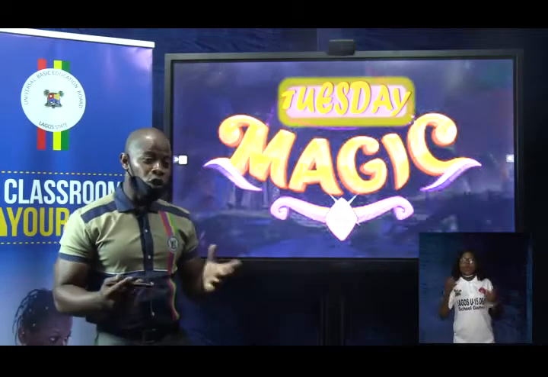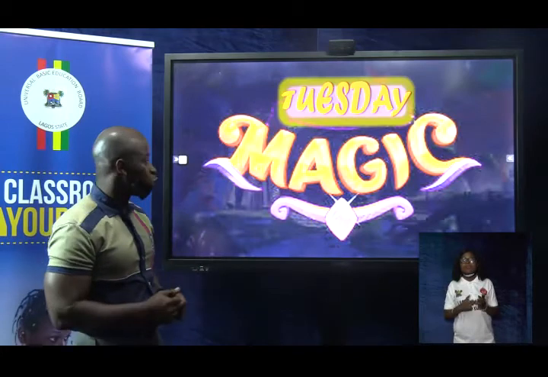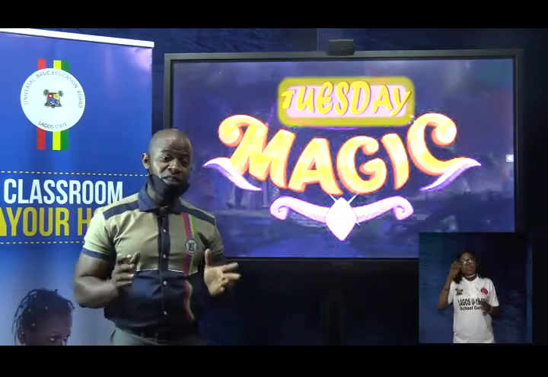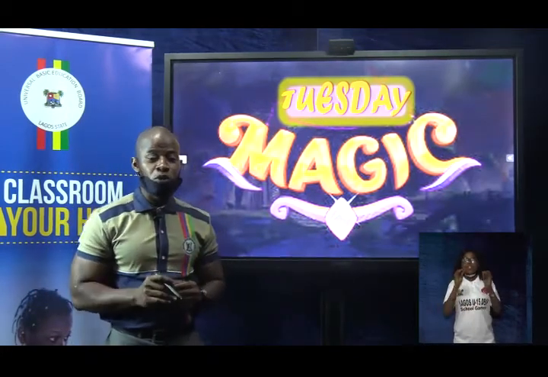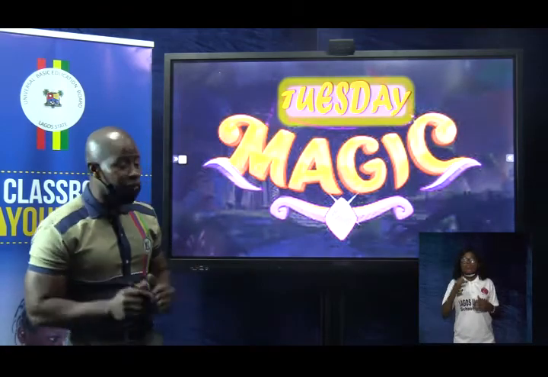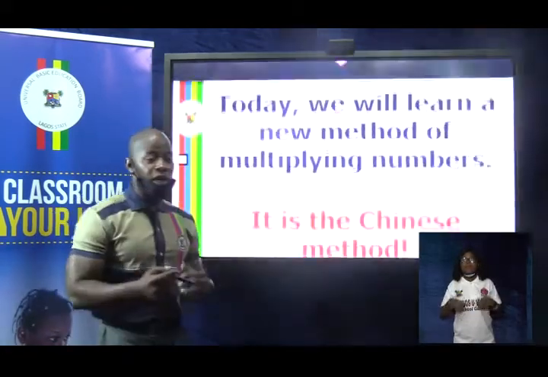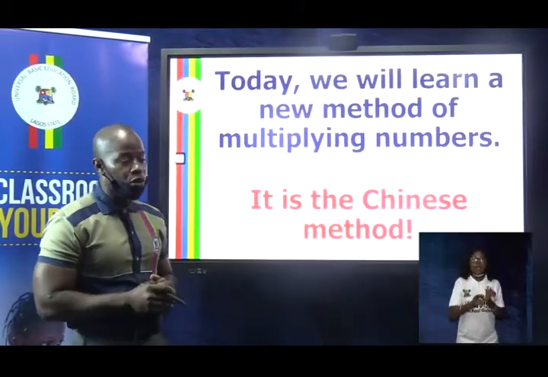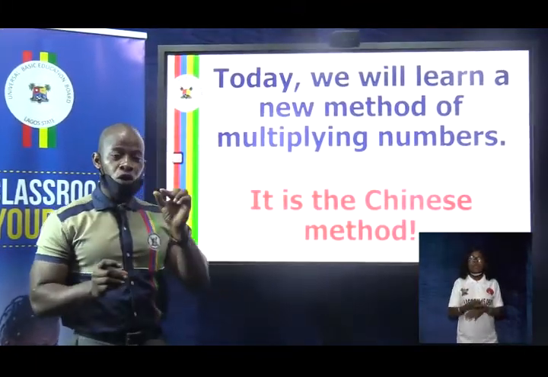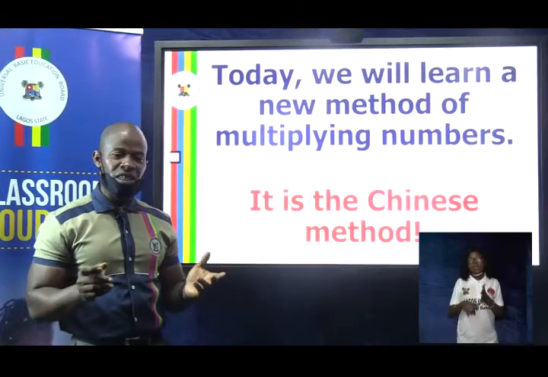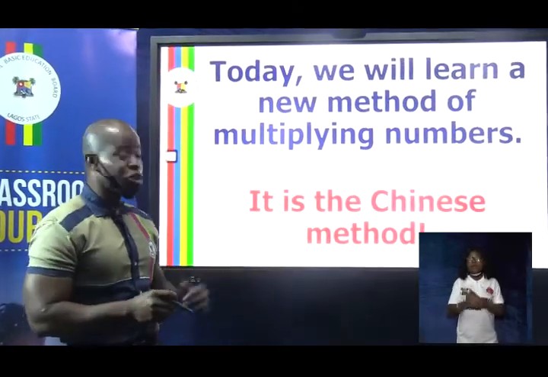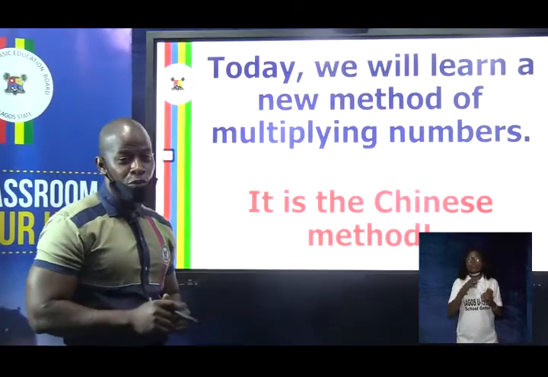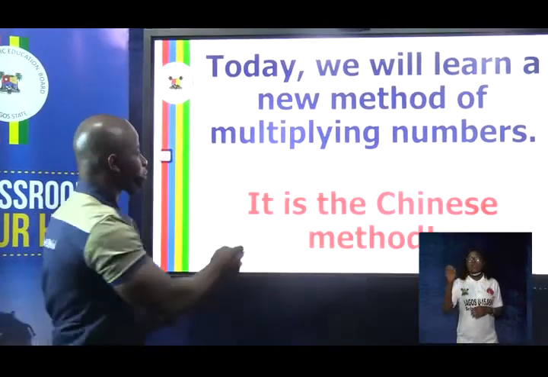Hello children, you're welcome back to this segment of the show. It's the Magic Tuesday segment where I teach you tips and tricks on how to navigate the field of mathematics very, very easily. Last week we learned about how to multiply numbers by just drawing lines and counting dots. But that method was for low digit numbers. We call it the Japanese method. Today I want to teach you the Chinese method of multiplying numbers.